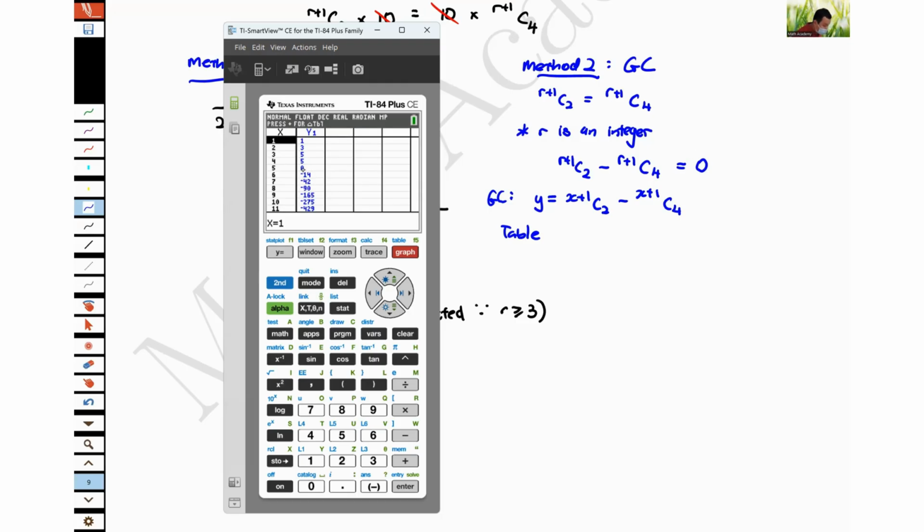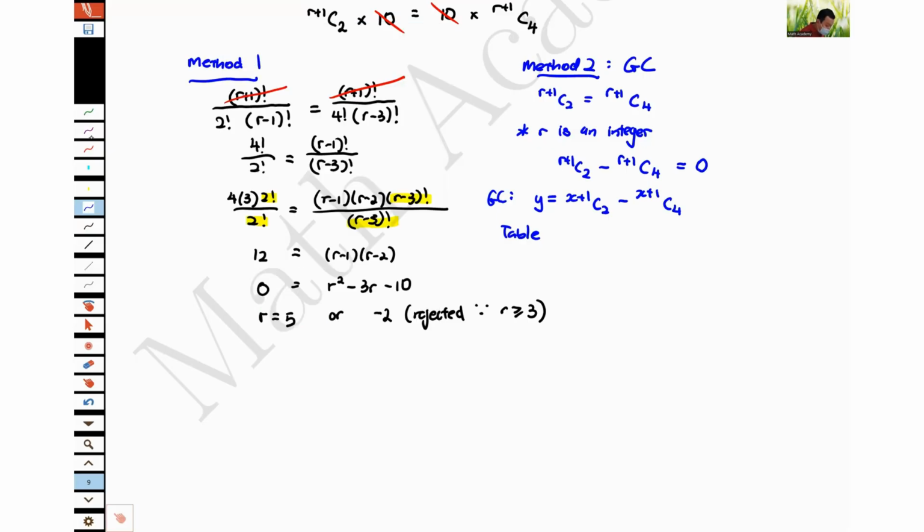You don't need to draw the table for them. There's just that one value. You can just say using GC, then I get r is 5 straight away. In fact, you are going from this line directly to this line. All those in the middle is me trying to show you what I did.